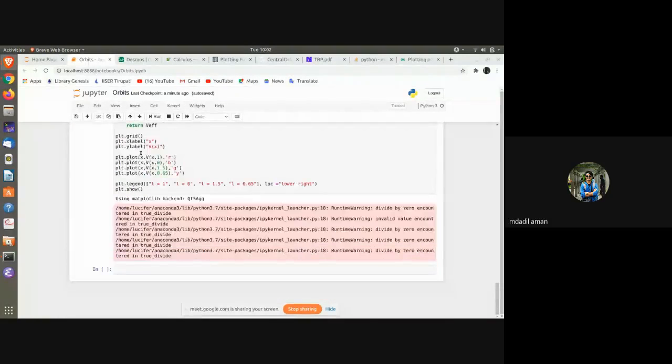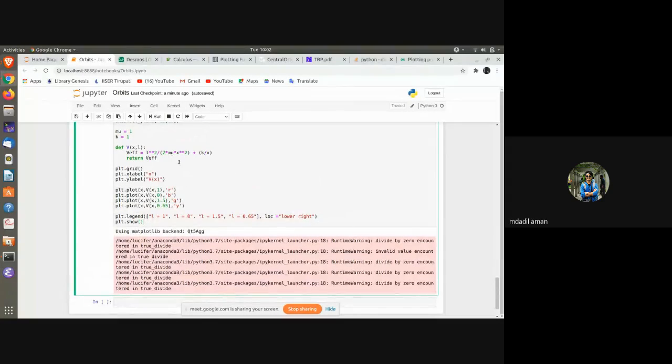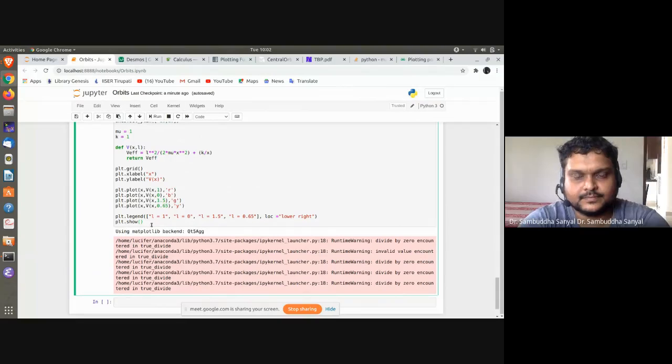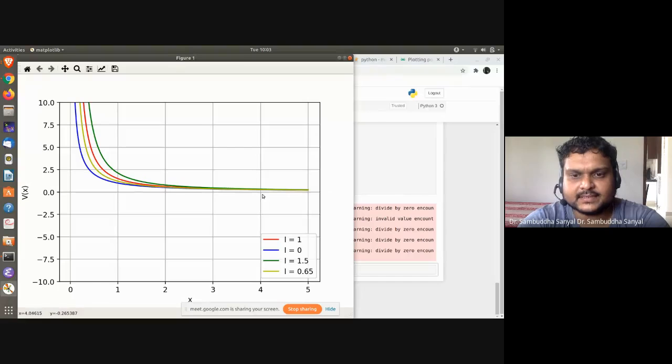f(x) equals 1 by x plus 1 by x square, right? So, sir, can you see my V effective? It is of the form 1 by x square plus 1 by x. And when I draw this, I get this kind of thing. It's going asymptotic.